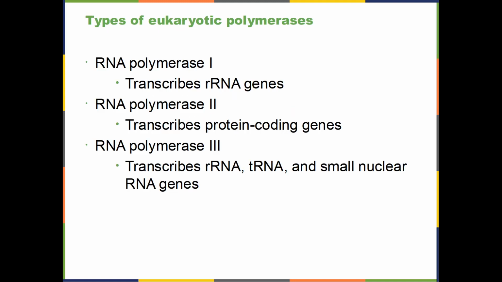Alright, so in eukaryotes we have several types of polymerase. We have RNA polymerase 1. It transcribes rRNA genes. RNA polymerase 2 transcribes protein coding genes. And RNA polymerase 3 transcribes rRNA, tRNA, and small nuclear RNA genes.